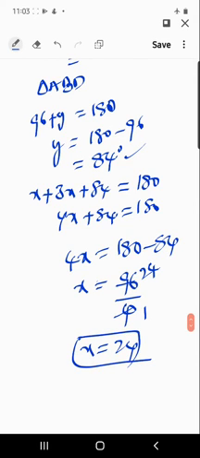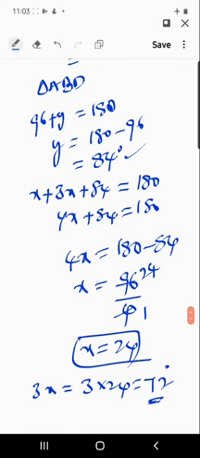The x value is 24. But here our required angle is 3x, that is 3 into 24. So 3 fours are 12, 3 twos are 6 plus 1 is 7, that means 72 degrees is the required angle.